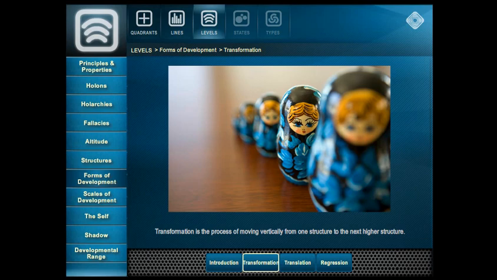Transformation is the process of moving vertically from one structure to the next higher structure. It renders the subject of one level the object of the subject at the next level.